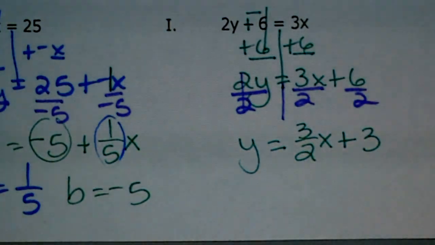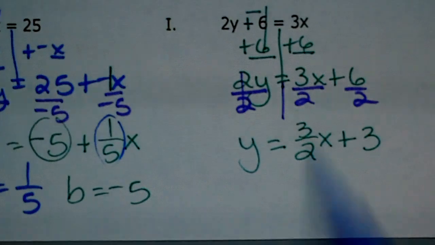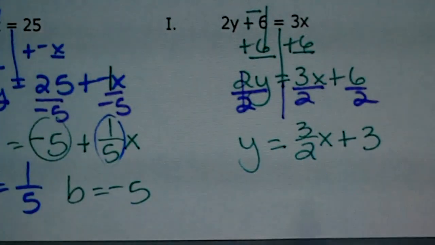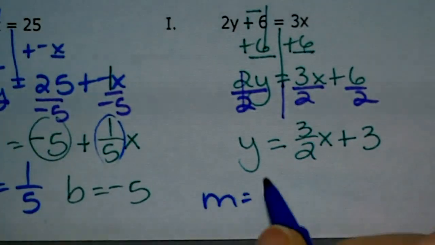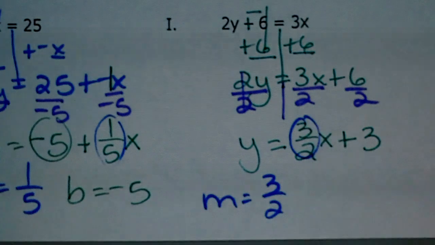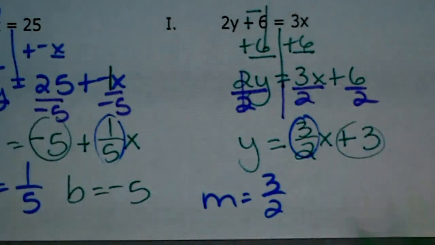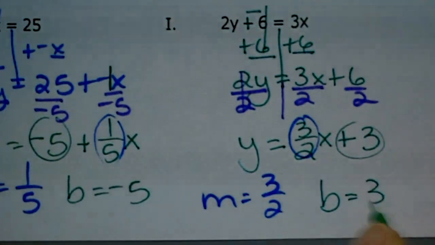I'm going to leave it because when I go to graph this, I want to know that I go up 3 and right 2. So that's what the slope of 3 halves means. It means up 3, right 2. If you wrote 1.5, it makes it really tricky to know the rise over the run. See what I'm saying? Alright, the 3 is by itself, so b is 3.